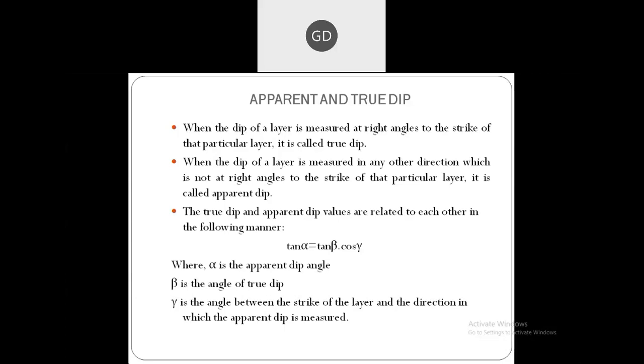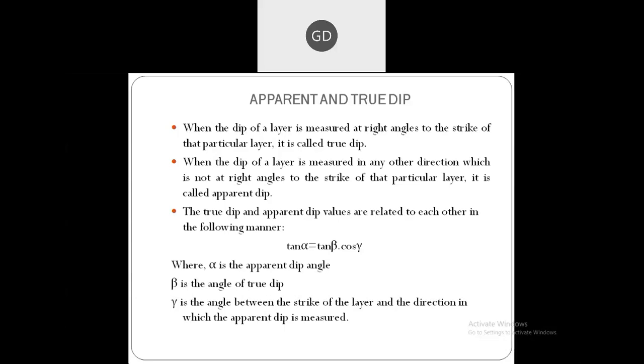When the dip of a layer is measured in the direction that is essentially at right angles to the strike of that particular layer, it is called your true dip. So this true dip is the dip of the layer in a direction at right angles to the strike. What is the apparent dip? The dip of this layer, when it is measured in any other direction which is not at right angles, is known as your apparent dip.